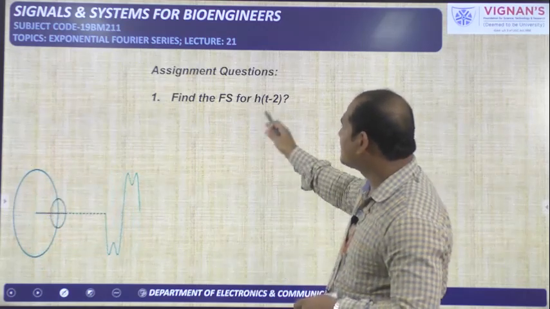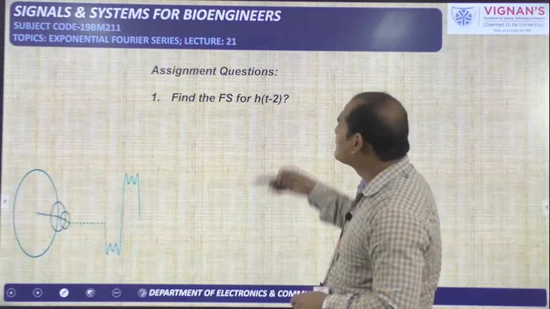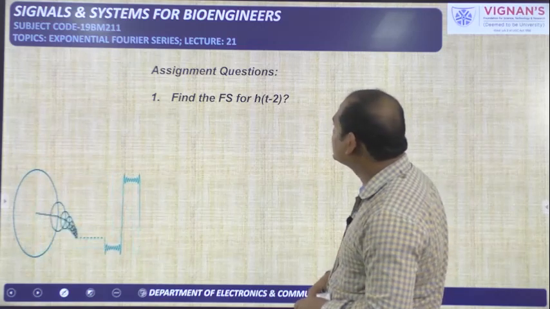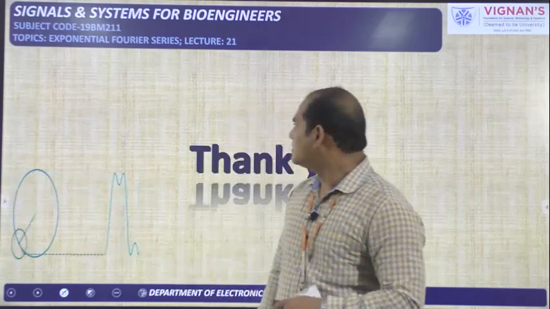And for the previous problem, just shift to right side by 2 seconds. Okay. Then what is the result that you can get? Okay. So this is the thing. Try to practice some problems on the Fourier series. Thank you.